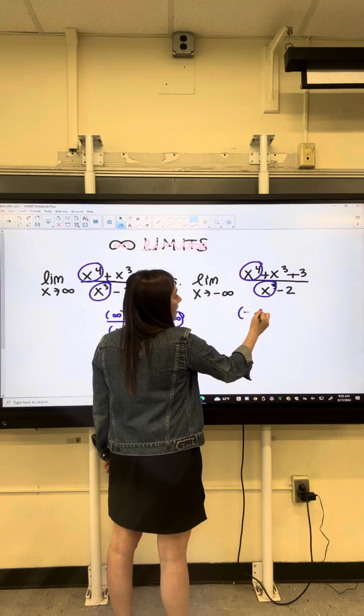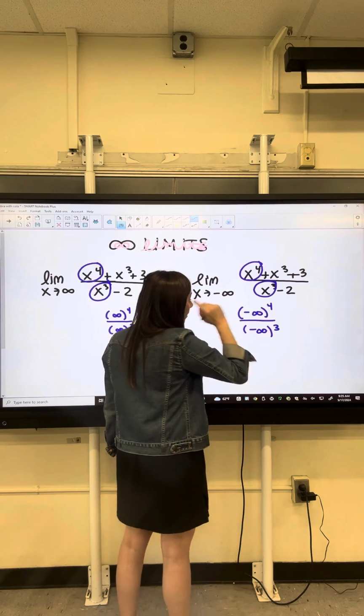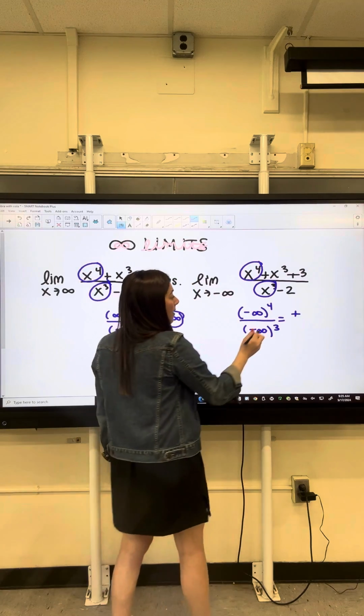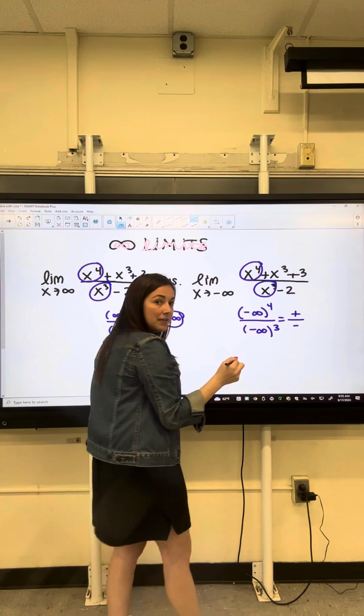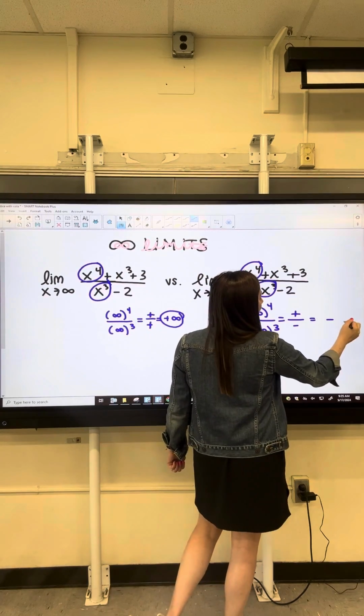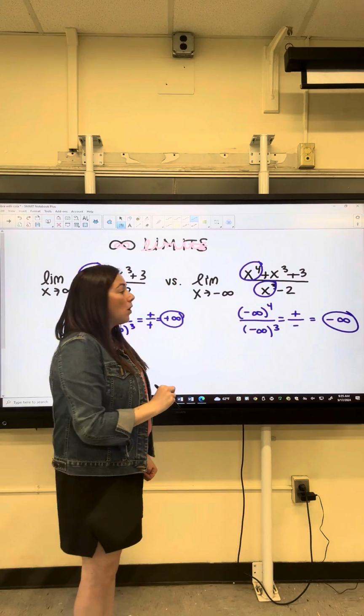You're going to take your highest powers, plug in negative infinity. The top is a positive number because we're being raised to an even power, but the bottom is a negative number because it's negative times negative times negative. So this one is going to have an answer of negative infinity because it's positive over a negative.